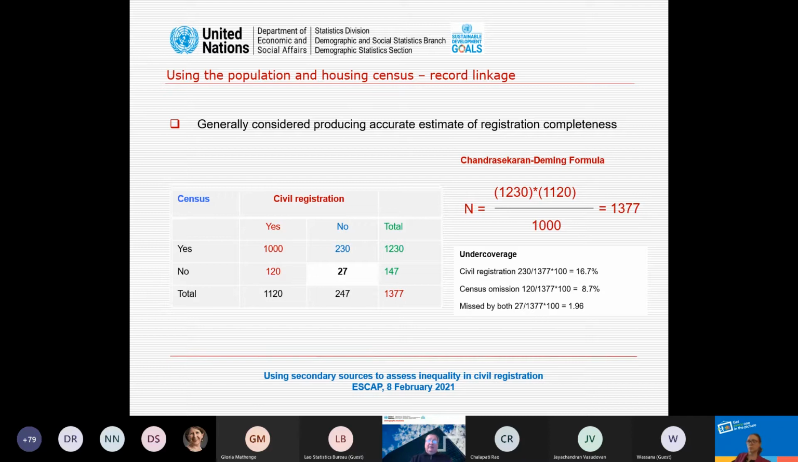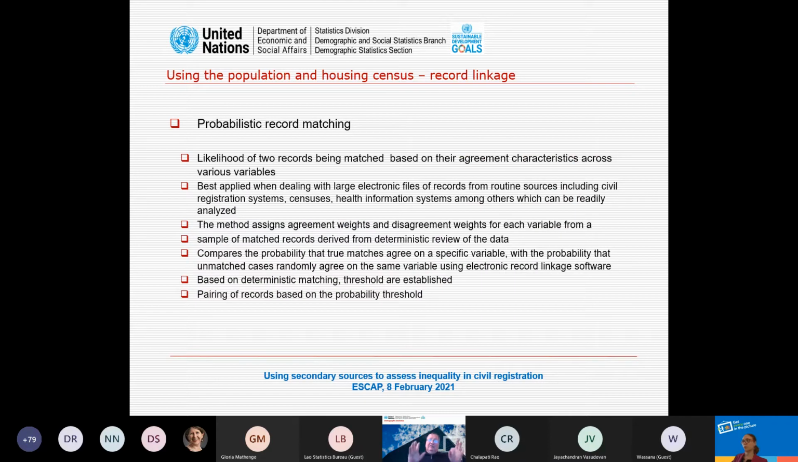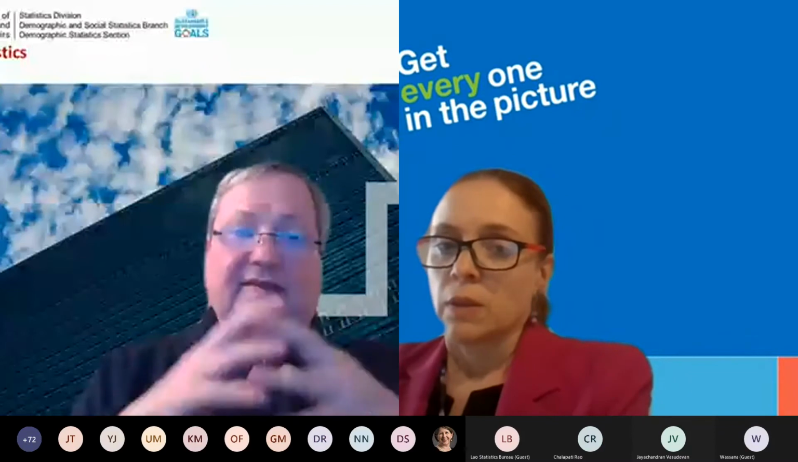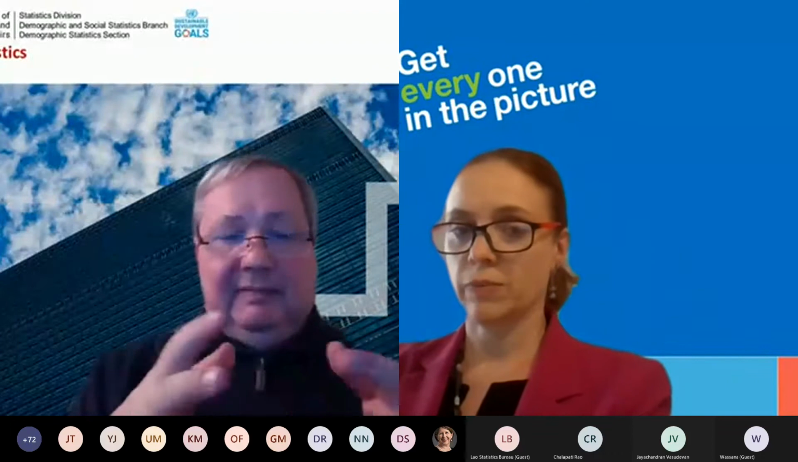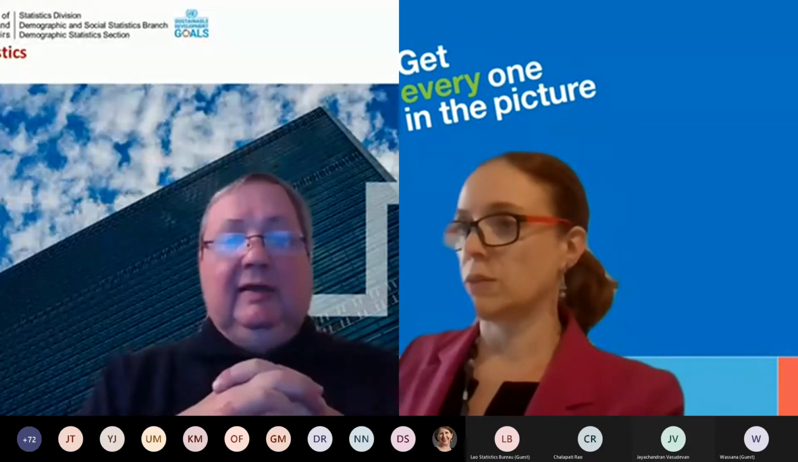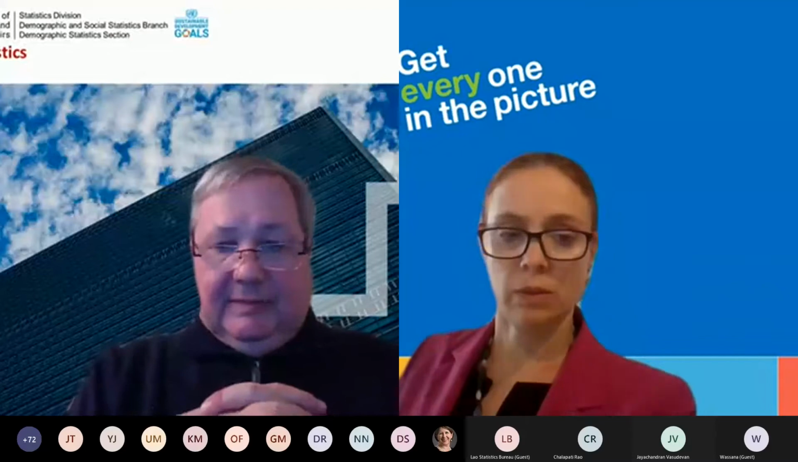And then we have a probabilistic method that essentially doesn't use the exact variables from both sets of records, but allows a probabilistic approach to assessing the coverage or the completeness of civil registration against those from the census. So, in very short, the point is that you can use the census in many different ways. This is also something that is quite available at this point in time, and something that we encourage to be done as a routine exercise in all the countries. Thank you, and over.